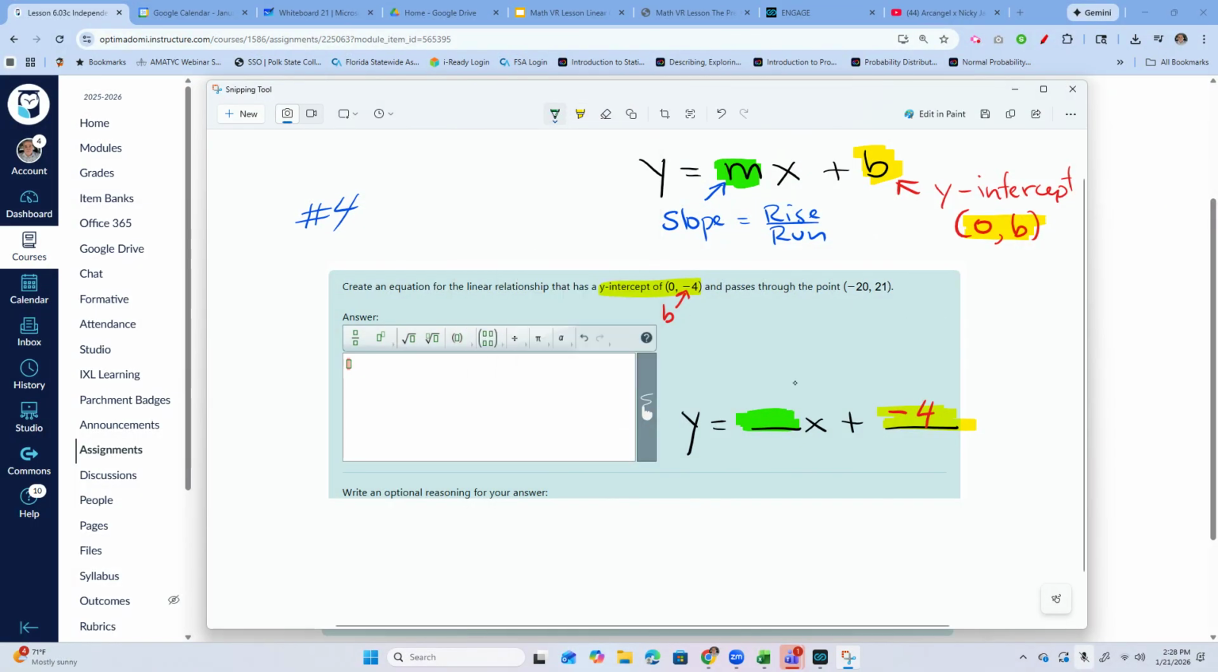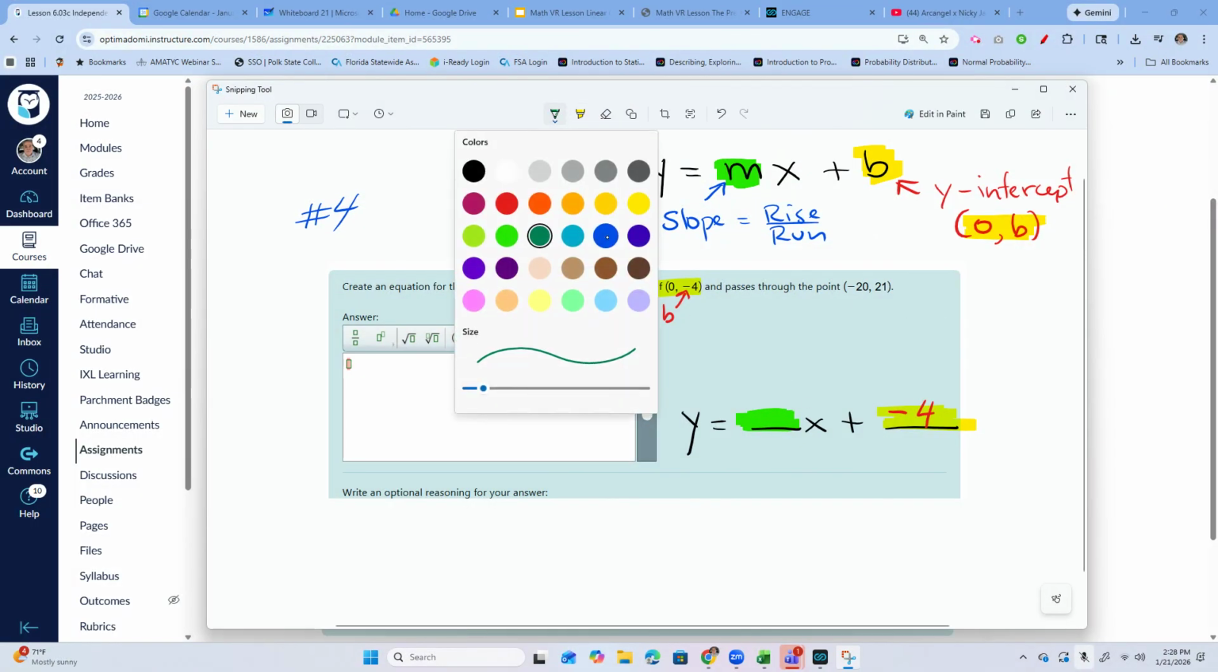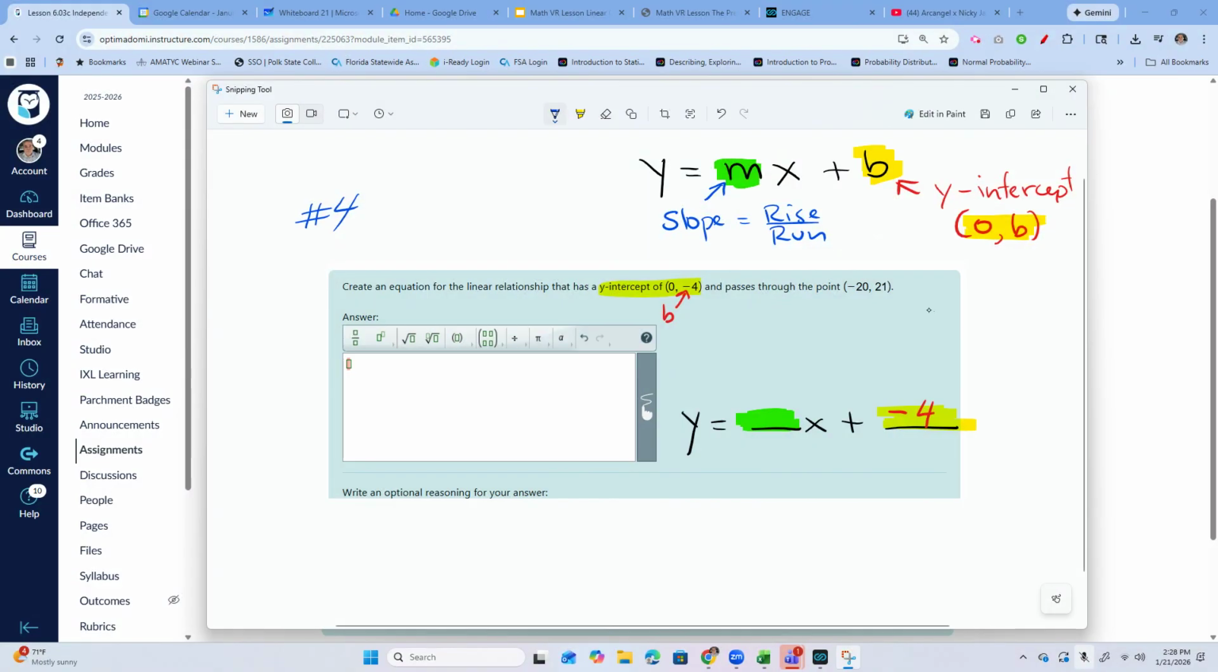To find m, what I'm going to do is I'm going to take these 2 points and I'm going to do this little table. See, X and Y. And I'm going to have two rows. The first row is the point 0, -4. And the second row is -20, 21. And what I'm going to do is I'm going to find the rise by subtracting the y's. Okay? And I'm going to find the run subtracting the x's.